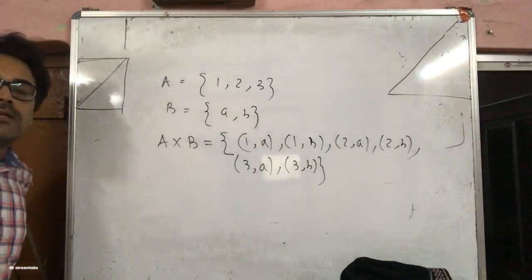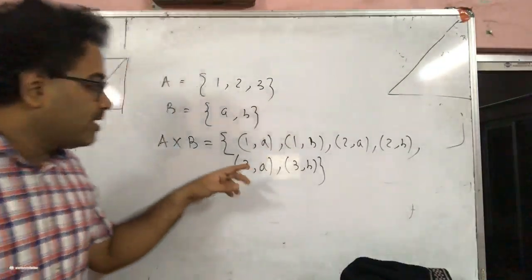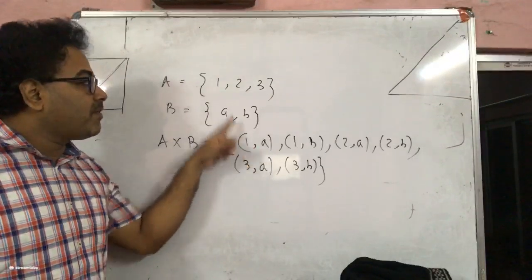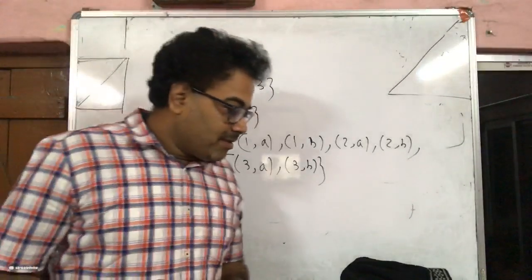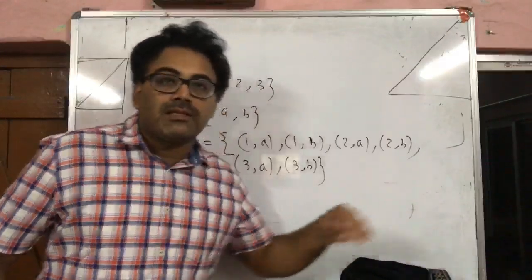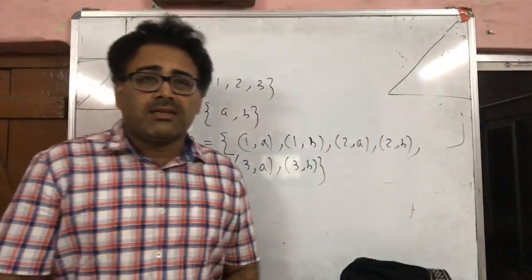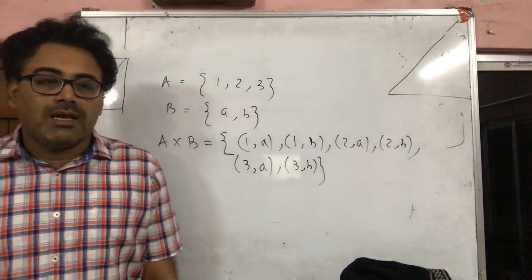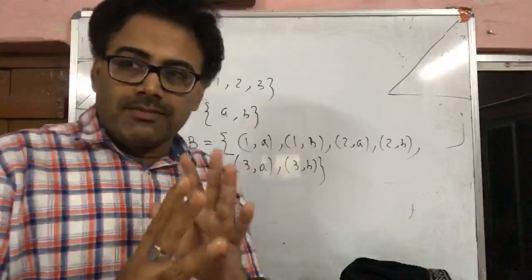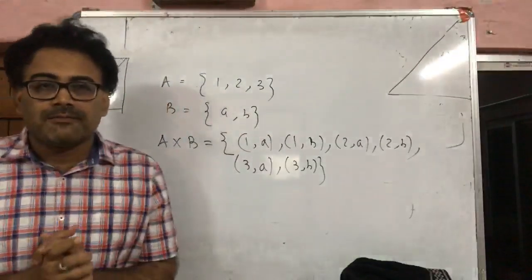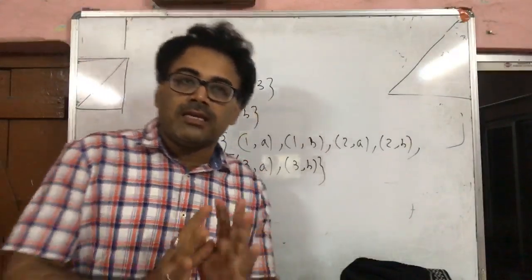So what is A cross B? A cross B is a collection of ordered pairs where each ordered pair has its first element from the first set and its second element from the second set. Try to consider an example. Just like in your class, there are 40 students in total, and suppose 8 teachers are there for all of you.